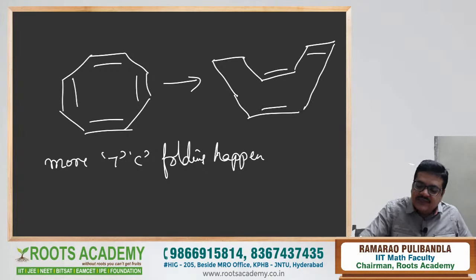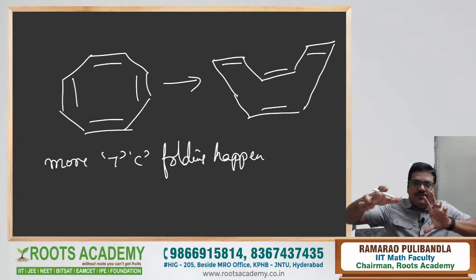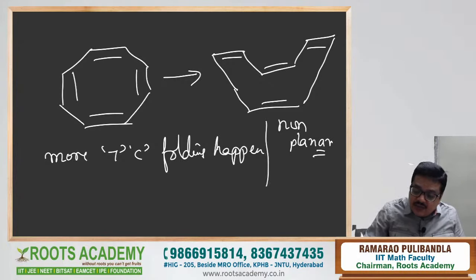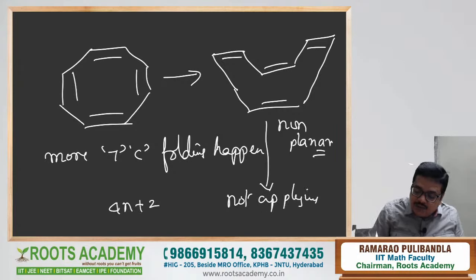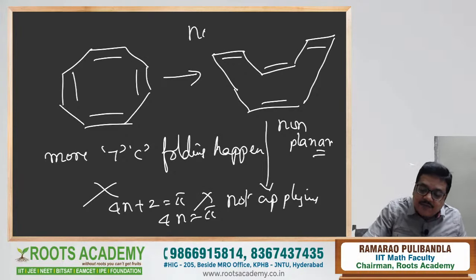Tub shape means it is non-planar, folding. They are not in the same plane. All are non-planar. So the 4n plus 2 pi electron formula and the 4n pi electron formula are not applying. Therefore, it is considered non-aromatic.